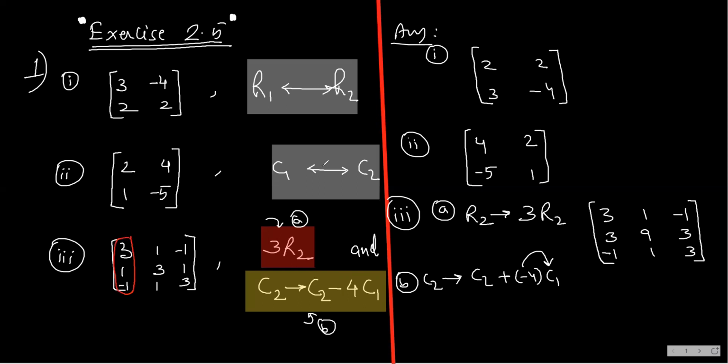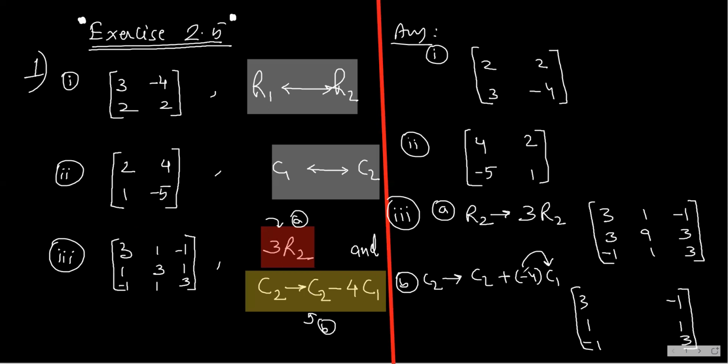So see, these are the elements of C1. I will multiply by minus 4. So minus 4, minus 4, minus 4. And then whatever I get, I add it to C2 correspondingly. So what I would get here, see, C1 doesn't change. 3, 1, minus 1. C3 will not change. Minus 1, 1, 3. It is C2 which is changing.